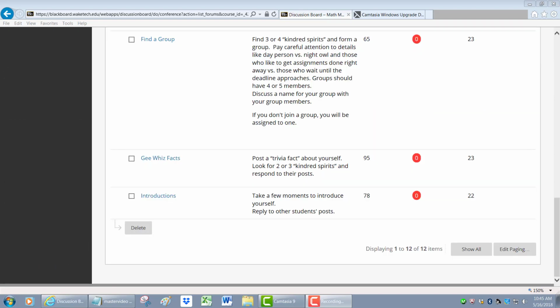In this class, I work very hard to build community. There are 3 weeks worth of icebreaker introduction posts. In the first week, they just introduce themselves and reply to another student's post. In the second week, they tell a trivia fact about themselves and respond to other students, and by the third week, they're ready to form a group. They find 3 or 4 kindred spirits, and they find a group, create a group identity by picking a group name.